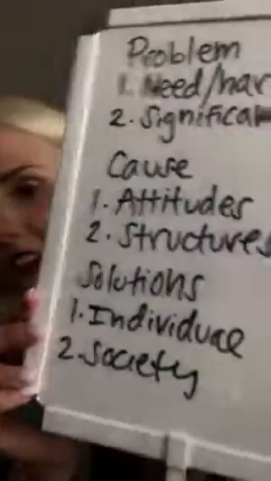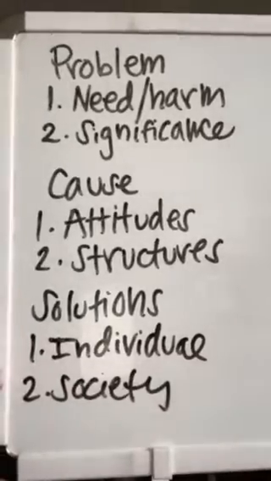Okay, so now that we've talked about the problem, next let's explain the cause section. So in the cause section, you need to talk about attitudes and structures. So attitudes are essentially what are the attitudes that people hold in society or in the school or wherever you're talking about. What are the attitudes that are leading to the problems?